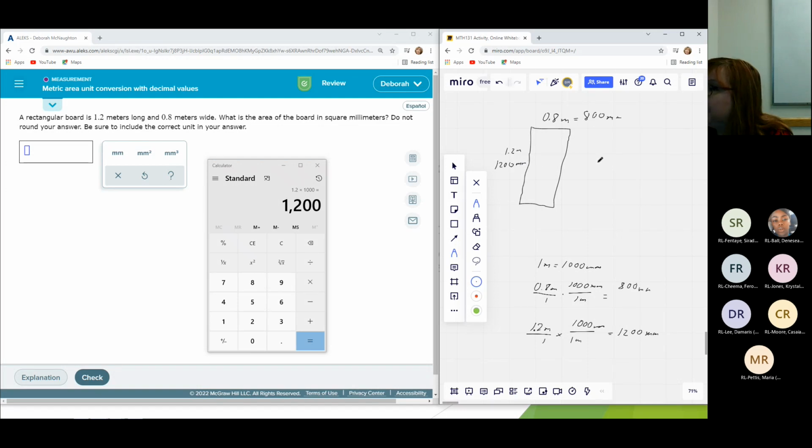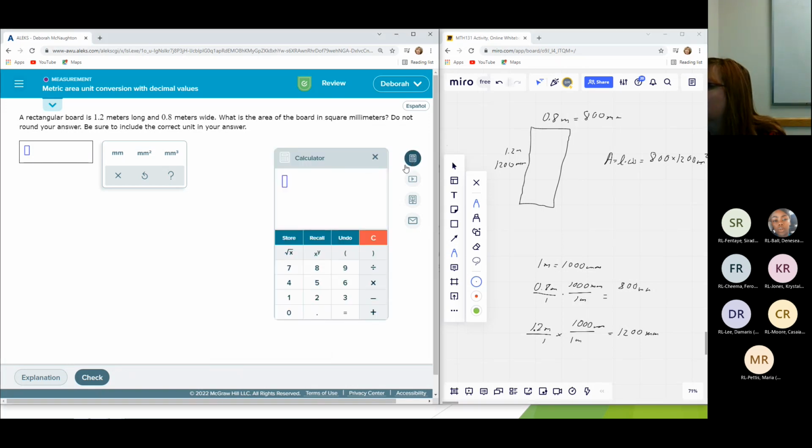So now when we calculate the area, it is length times width. So that's going to be 800 times 1,200, and then it's going to be millimeters squared. So 800 times 1,200 is, oh, they gave me a calculator. Why was I doing this by hand? They usually don't give you the calculator for these, and I realize that since it's the area, I could have used the calculator the whole time, right?